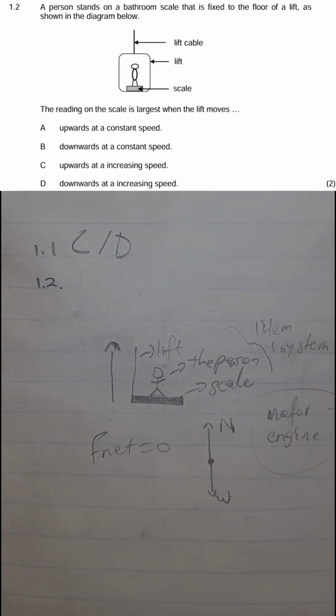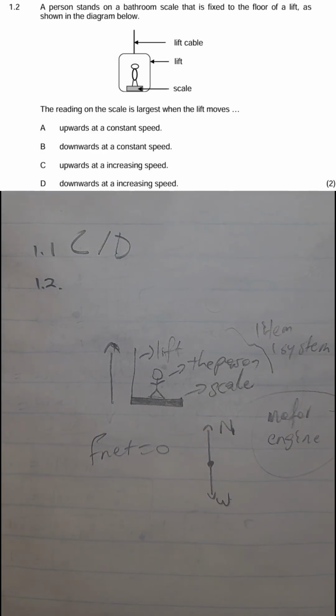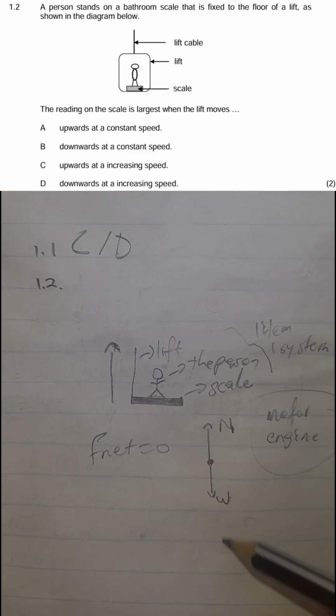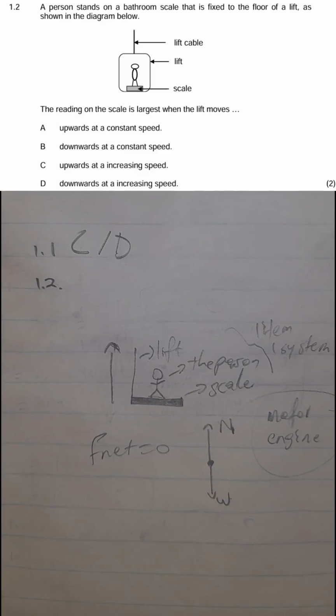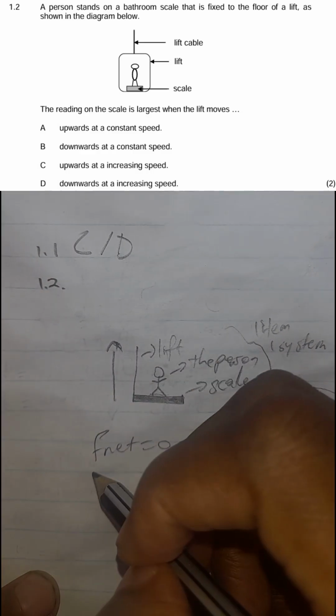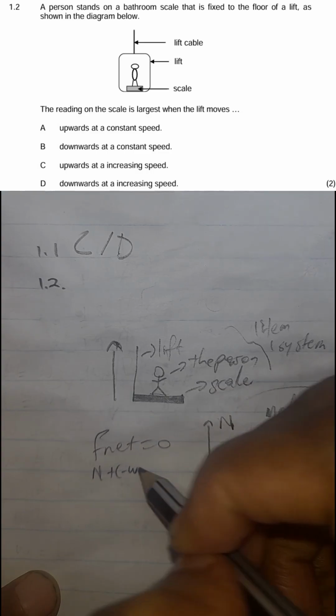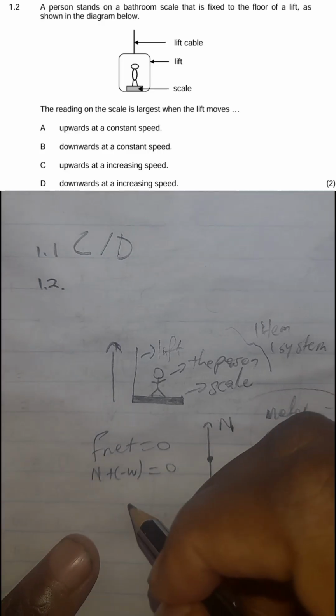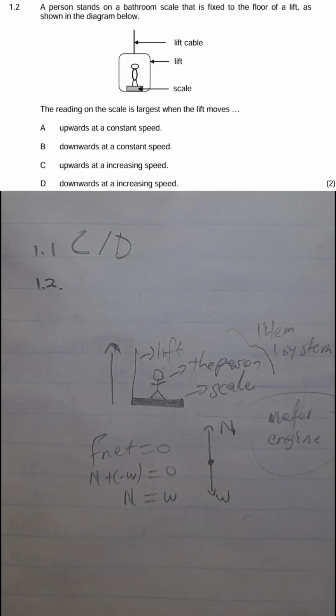Now that we know the F net is equal to 0 because it is not accelerating, it's going up at a constant speed, we have two forces acting. That means these two forces act in opposite directions but have the same magnitude because they have to cancel each other out. That means all the forces are in equilibrium because of the constant speed. I hope that makes sense. This simply means that the normal force plus the negative weight is equal to 0, because they act in opposite directions. That's why I said negative weight. That means that the normal force is equal to the weight. So because the normal force is equal to the weight, what is going to be the reading on the scale?